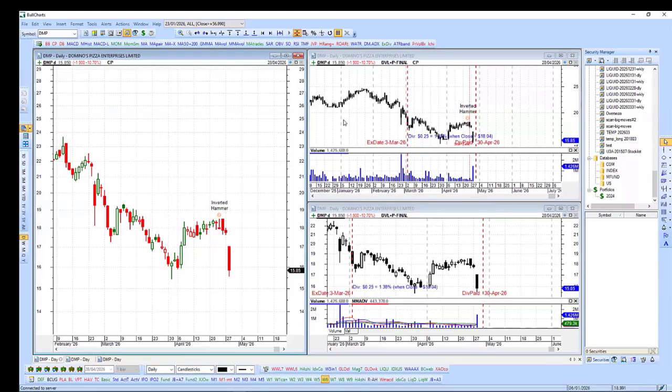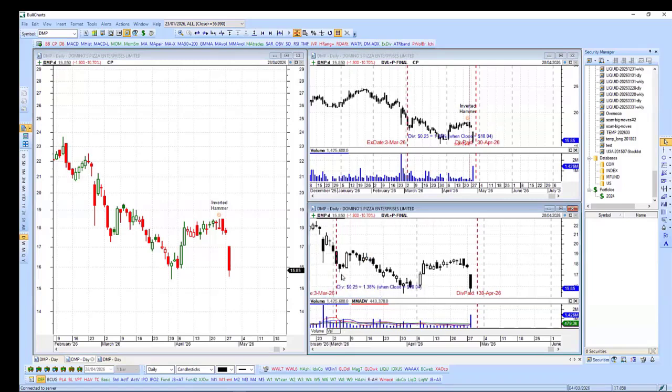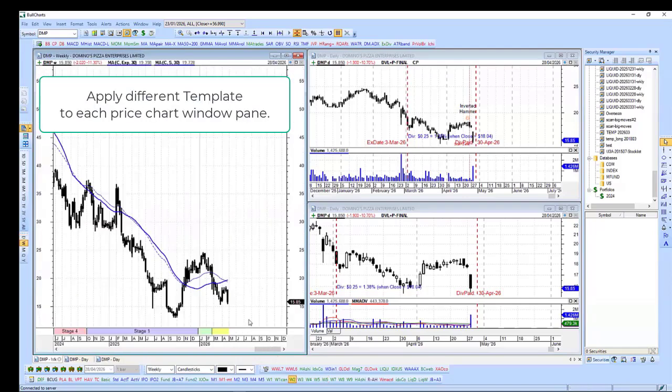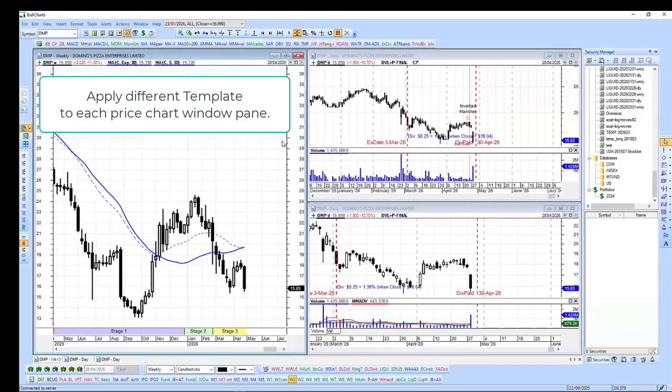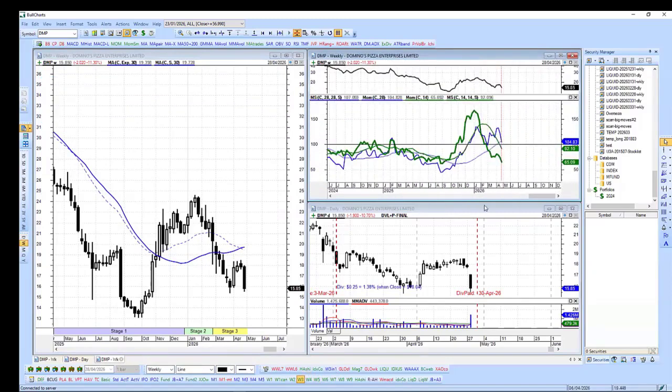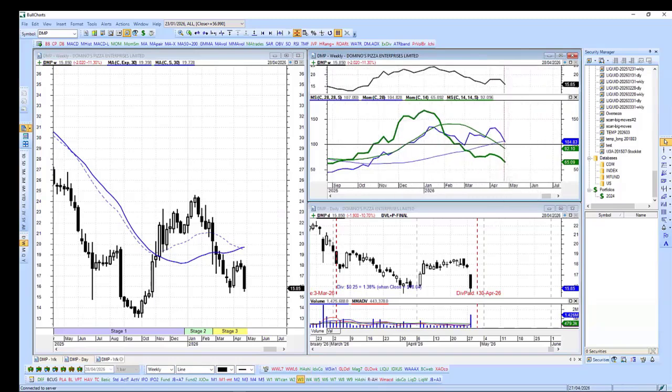In one of those, I don't have a left-hand axis, the others do. It's easy enough to right-click there and delete axis. And if you don't like that appearance, you can always put it back later. What I want to do is put a different template onto each of those windows. So I'm putting the Weinstein one on that window, weekly, and on the second one, upper left, I can't make it the Guppy one, let's look at momentum. There's momentum. And on the bottom one, maybe look at on balance volume.